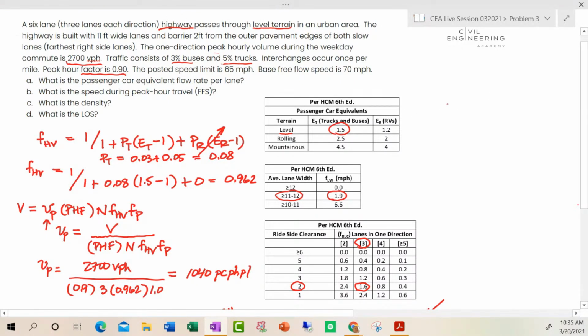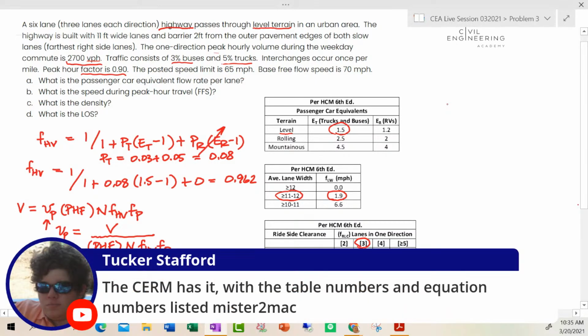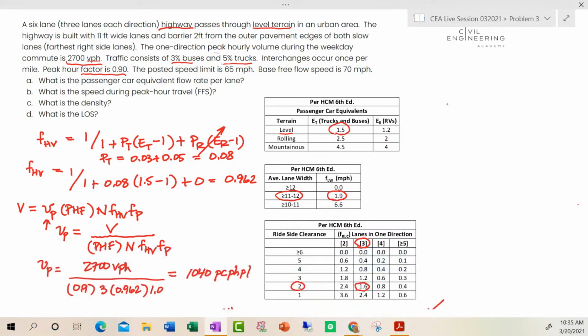Let's see. Tucker says the CERM has it with the table numbers and equation numbers listed. Perfect. There you go. There's confirmation on what we talked about. Okay, any questions surrounding this one?